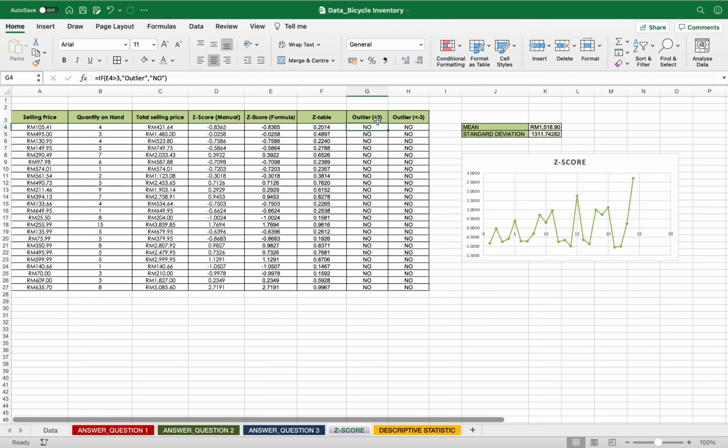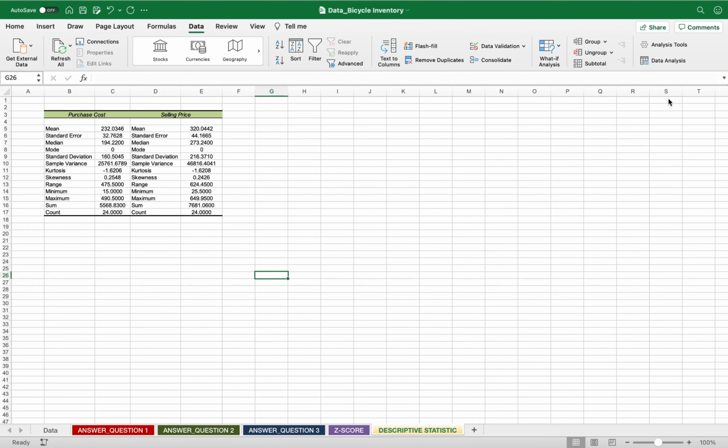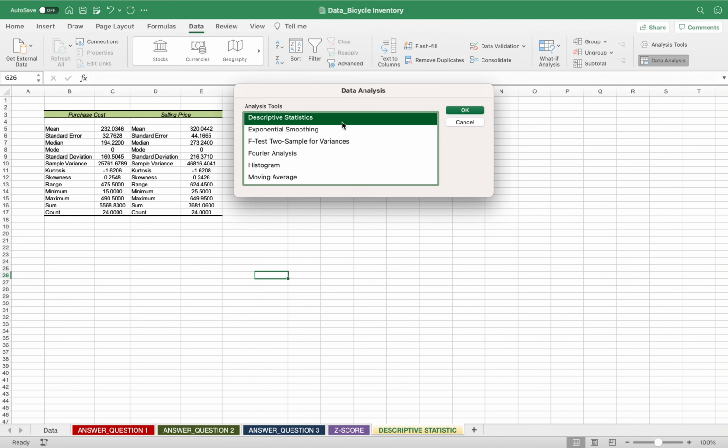Outlier more than 3, I use the formula equal to IF, and then E4 more than 3, and then I put outlier or no, and I will show the answer, and then I drag it all down. And then for the outlier that is less than negative 3, I use the same formula, which is IF, and then E4 less than negative 3, outlier or no, and it shows the answer, and drag it down. From the Z-score table, I choose the Z-score, I make the chart from the Z-score formula, and then it will show the chart.